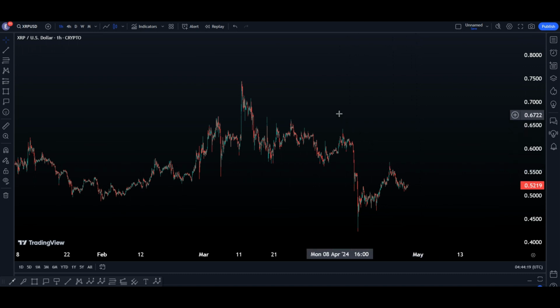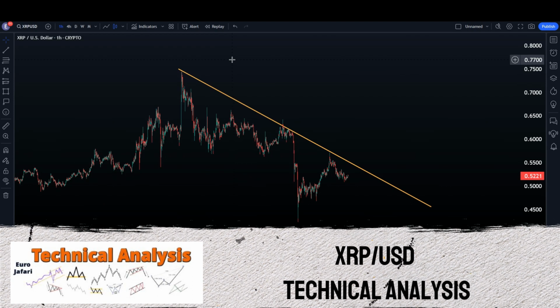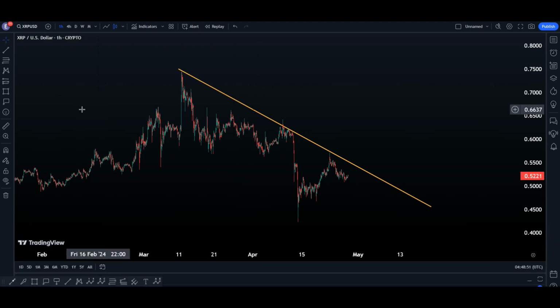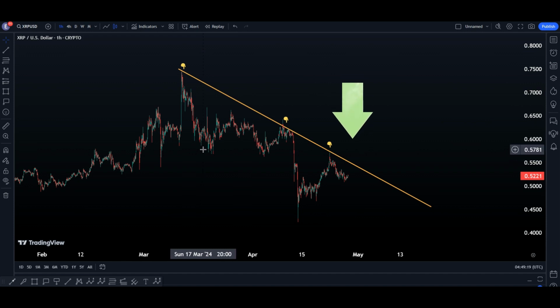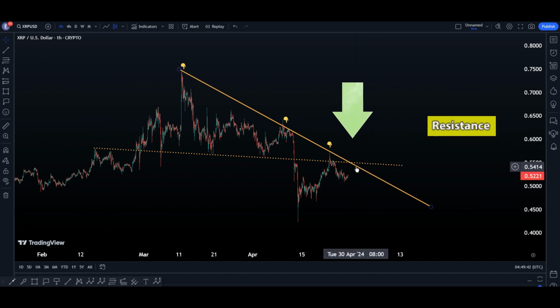Okay, let's see the lower time frame and find resistance. If I use this bearish trend line here and use this median line, here is a very important resistance for XRPUSD in the next hours.